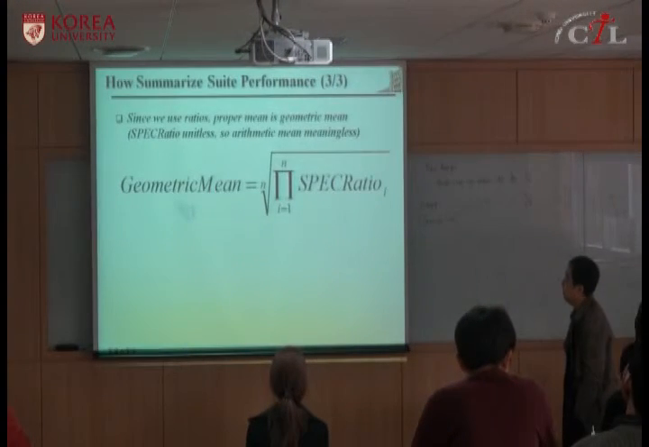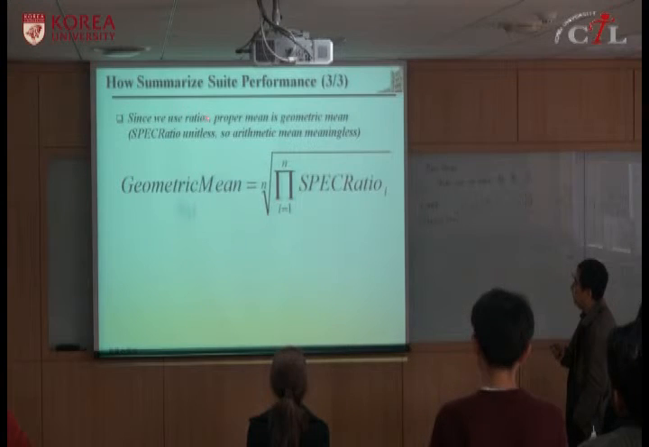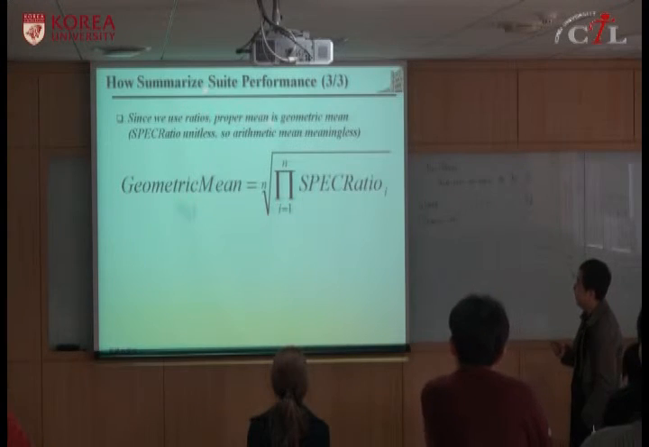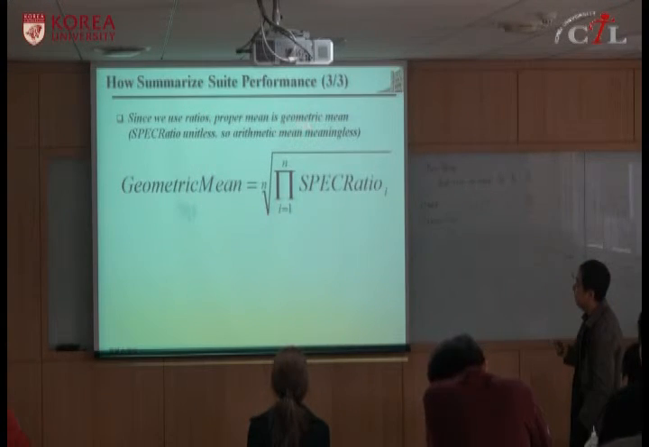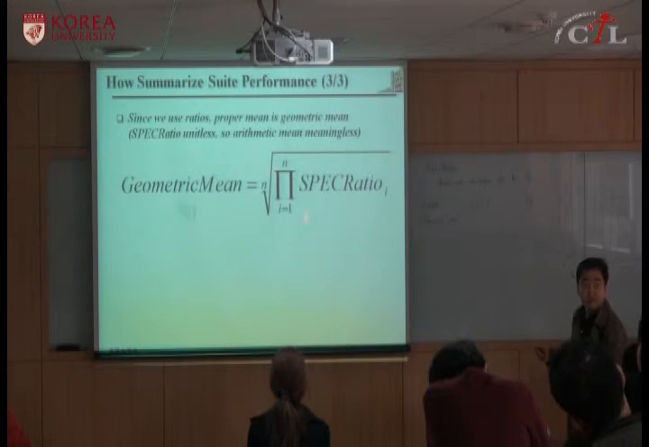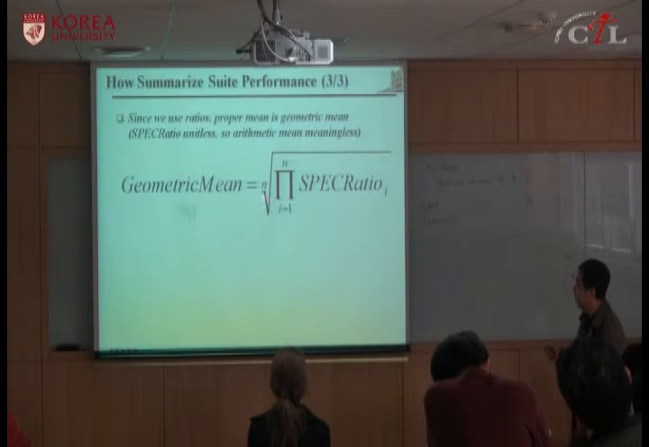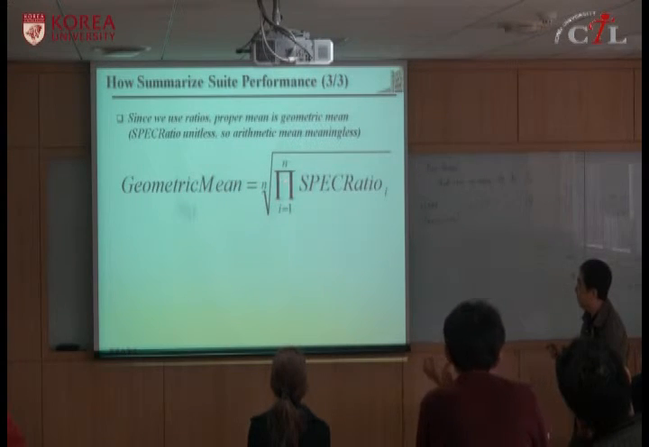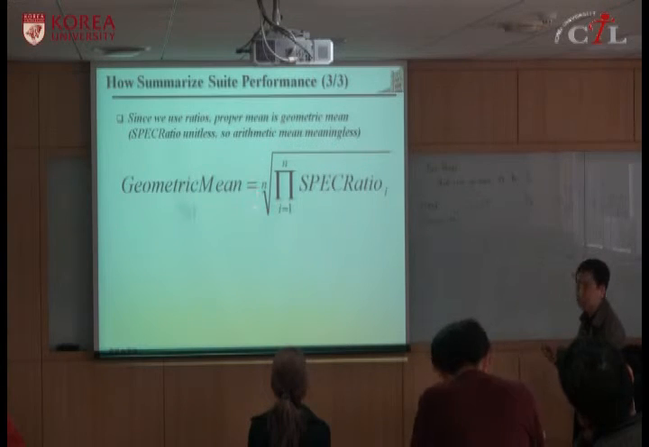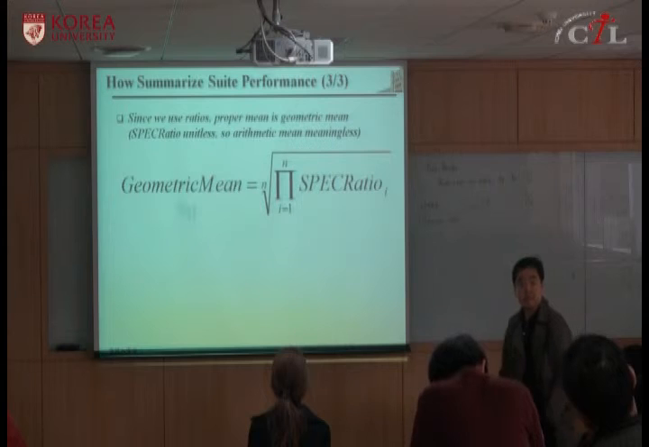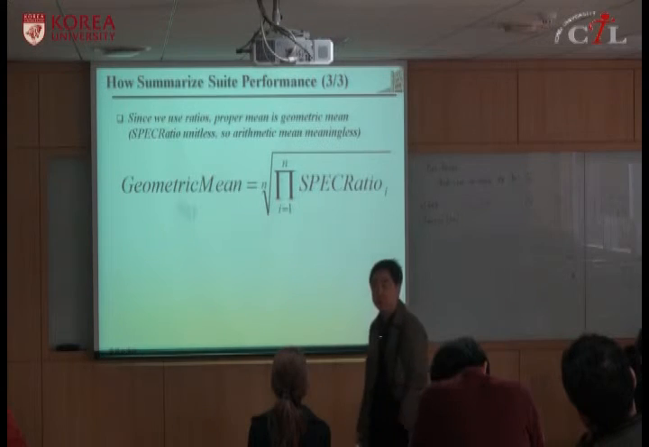Okay? Since you use ratios, the proper average is not the arithmetic mean. You have to take the geometric mean, which is this. Okay? If you have 12 applications, you multiply all these ratios and take the 12th root, not the square root, the 12th root of the ratios. That should give you the spec.